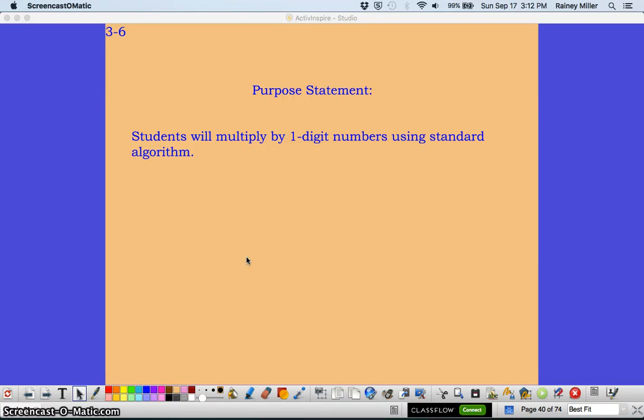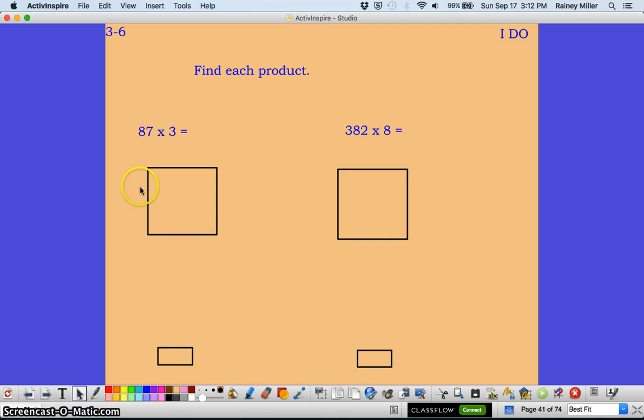So what we're going to be working on is multiplying by one-digit numbers using a standard algorithm. Whenever we say algorithm, that's a fancy way of saying math problem. So here's the first one. What we're going to do is find the product.